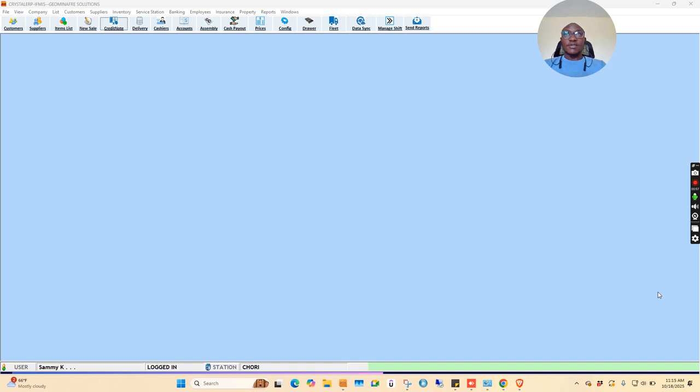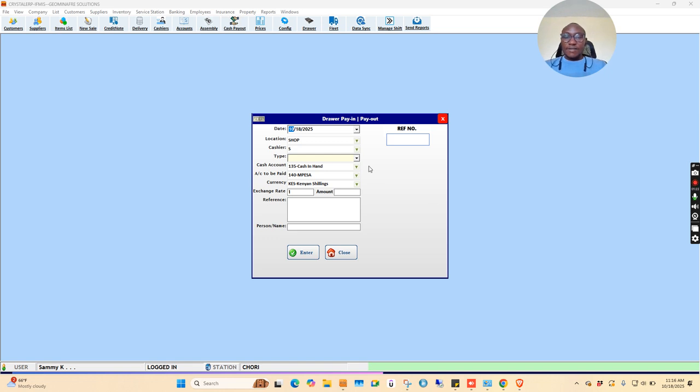It all depends on who has which right. Cashiers might not have the rights to post the expenses, but accountants might have the rights to do so. System administrators will definitely have that, and management and directors will definitely have the same rights. Whenever you want to post a cash payout, you click on cash payout. It will bring you to the payout page.